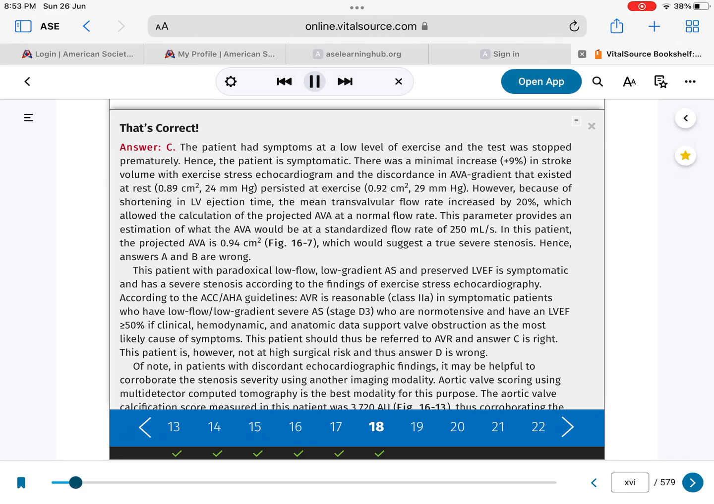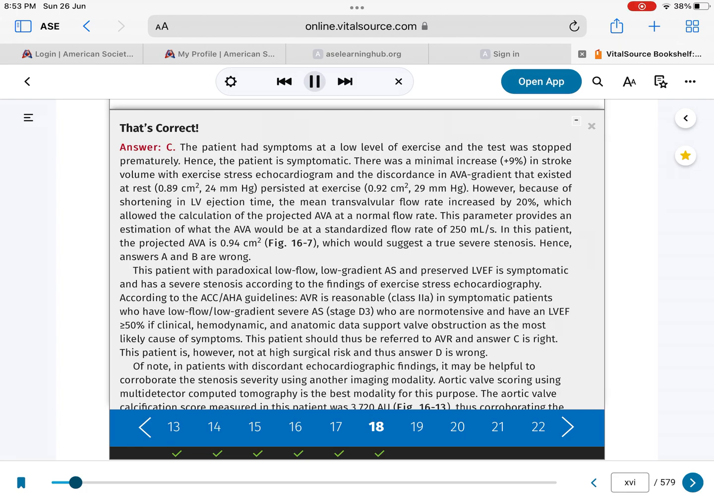Stroke volume increased to 59 milliliters, mean gradient to 29 mm Hg, and AVA to 0.92 square centimeters. Projected aortic valve area at a normal flow rate, 250 mL/s, was calculated at 0.94 square centimeters with the use of the following formula.